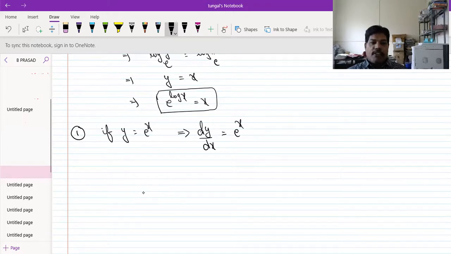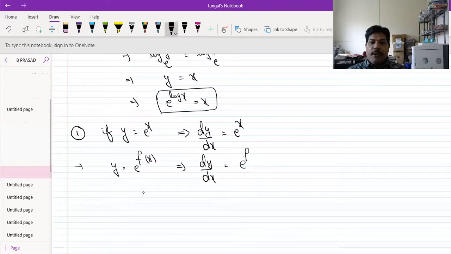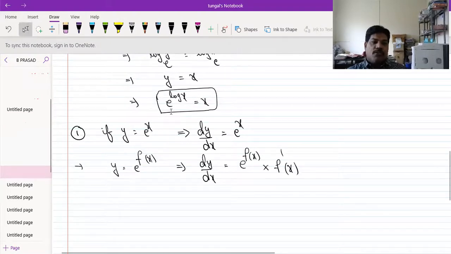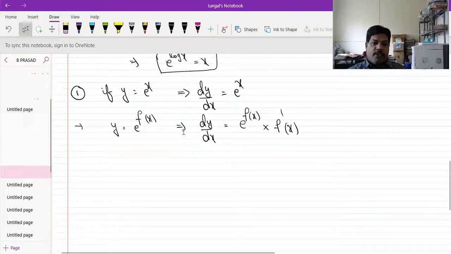And also, if y is in the form of e power f of x, then what is dy by dx? The dy by dx value will become e power f of x into f dash of x. So these are the derivatives of the exponential function.